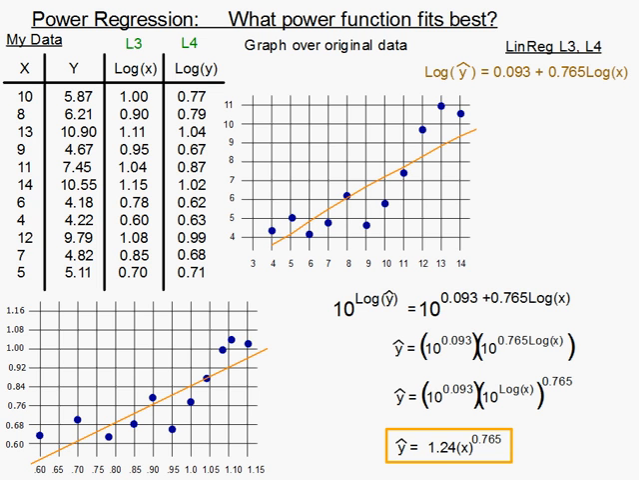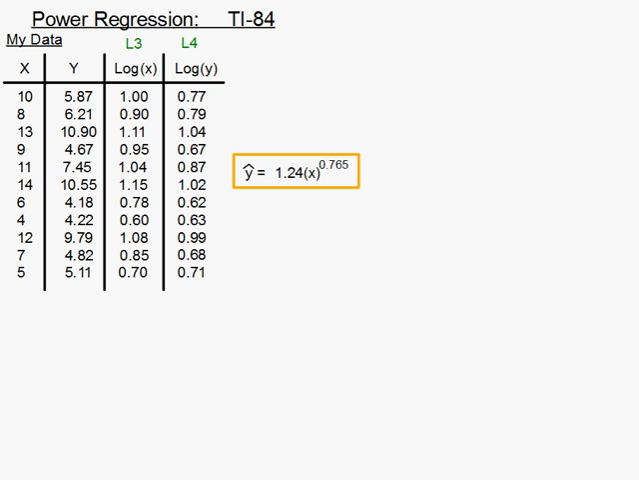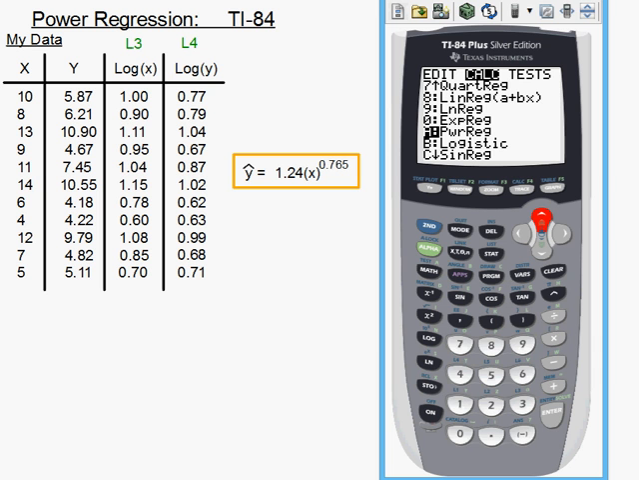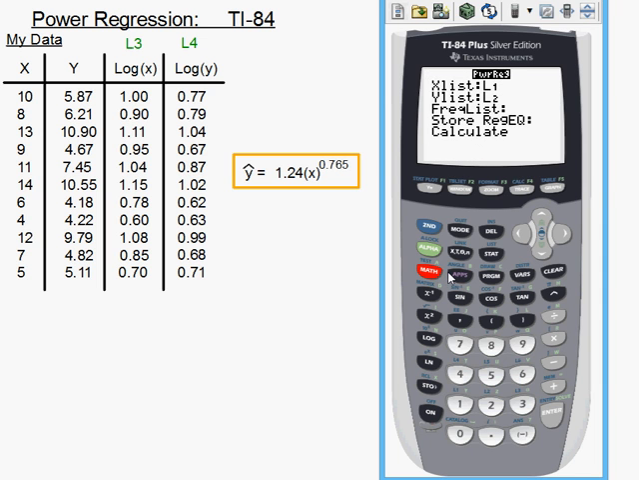Now, what we should also do is I'll show you how to do this on the graphing calculator, which you can see in my stat calc menu. A is power regression, so I can actually go alpha A if I wanted to. Now I do the original data, L1 and L2, and I should get the exact same equation as this, which I do.